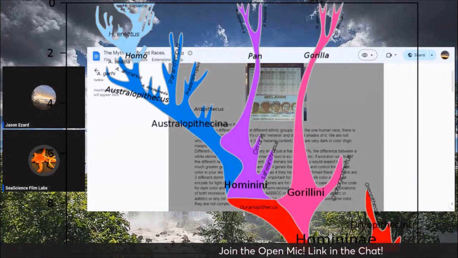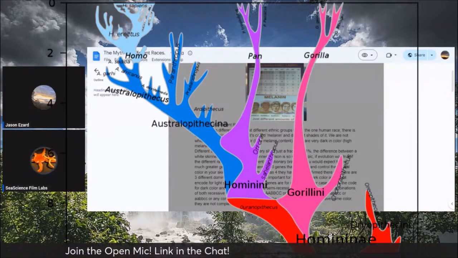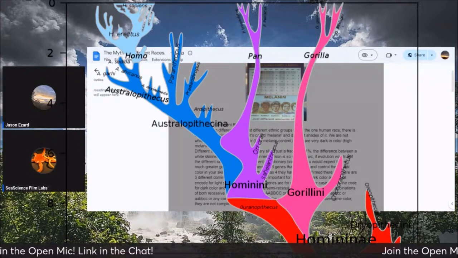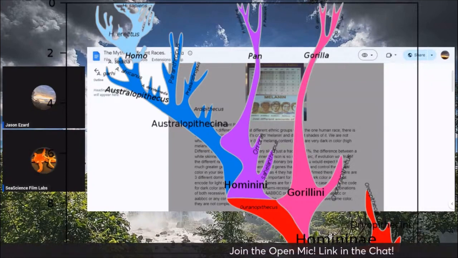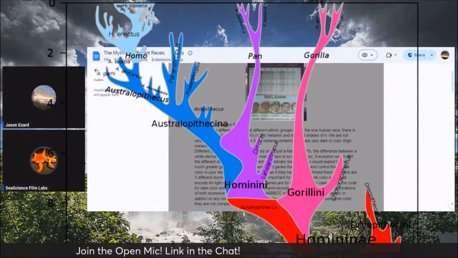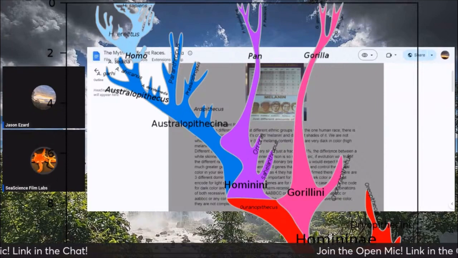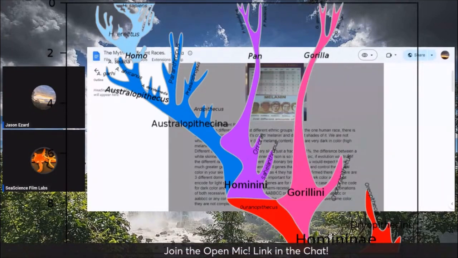I'd like to point out something about this phylogenetic tree really quick. We are supposedly ancestrally related, according to human evolution, to the chimpanzee line, this Pan line, the purple one, going up to modern day. Modern day is at the top of this graph here.